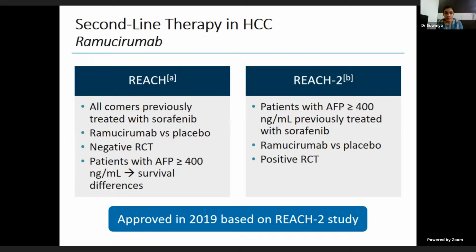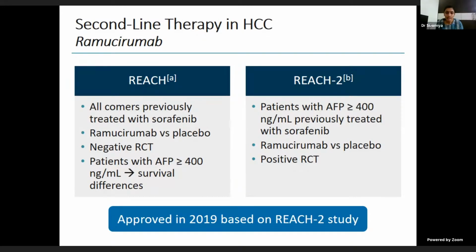Although not a tyrosine kinase inhibitor, just for the sake of completion, I'll be touching a little bit about ramucirumab, which is a monoclonal antibody against VEGF receptor 2. This was studied in REACH and REACH-2 trials. In the REACH trial, this was a negative RCT where ramucirumab versus placebo was tried in patients who were previously treated with sorafenib.